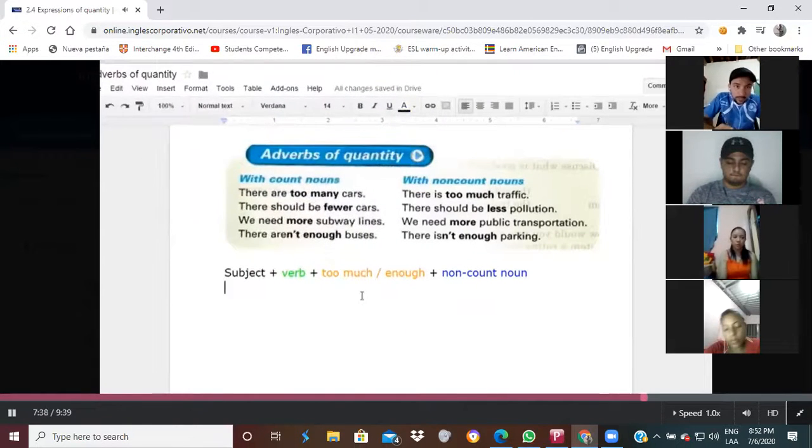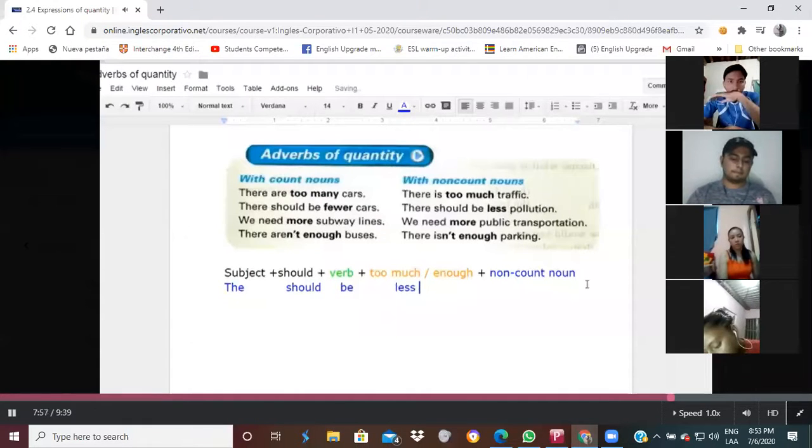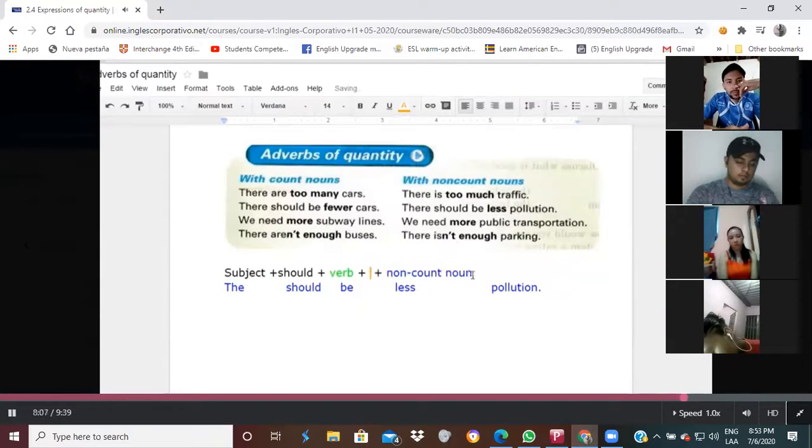And the last thing related to this topic is how to express opinions that you have about what should be included in a city. And the only difference now is that we're going to include some sort of modal verb, okay? So our subject is there, then we include should, be, and in this case we're going to use less, and we're going to say pollution. I'm going to change these words now, and instead of too much or not enough or enough, I will use there should be less or more.